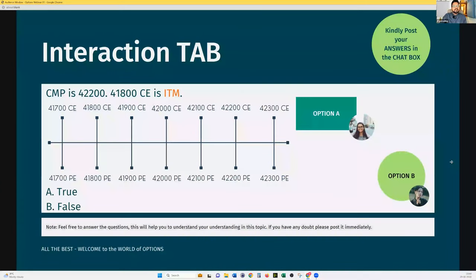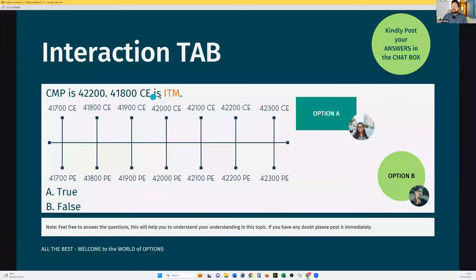Okay, so now let me just understand from the interaction tab, did you guys understand it in a proper way or not? Okay, so if you guys find something not okay, if you just made some wrong answers, please try to watch this ATM, OTM and in the money once again so that you can understand it in a very clear way. Okay. So the current market price is at 42,200.